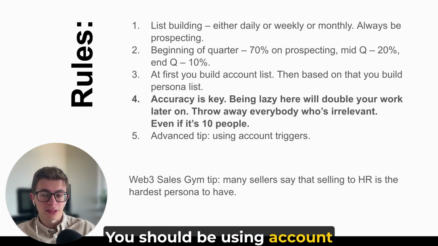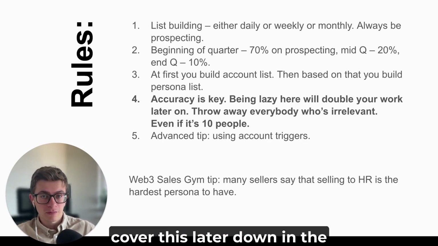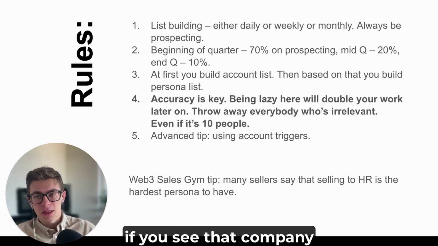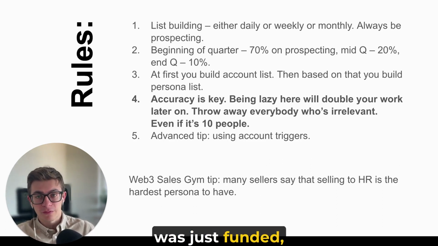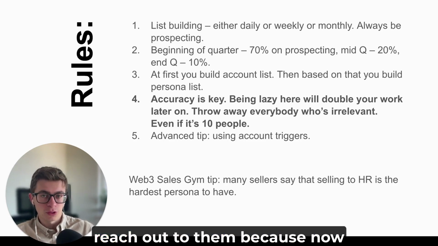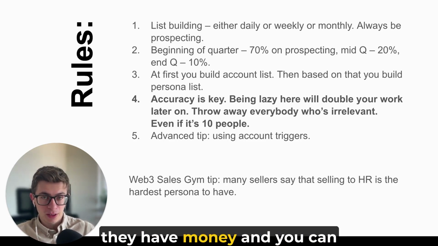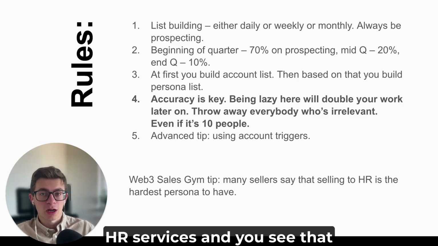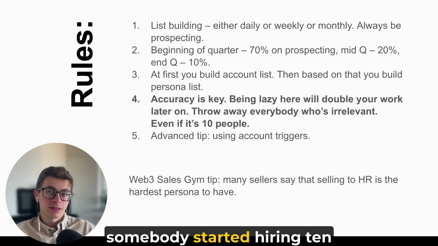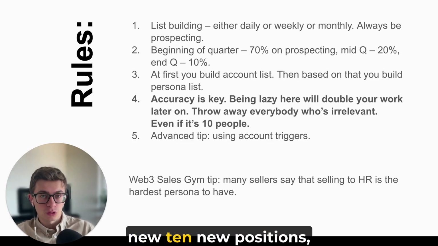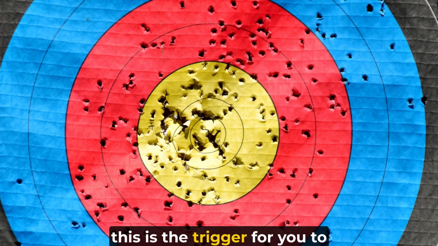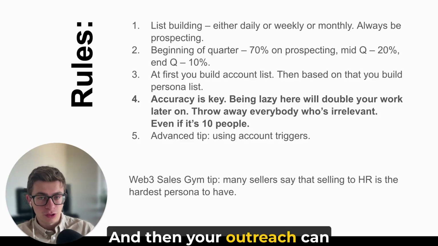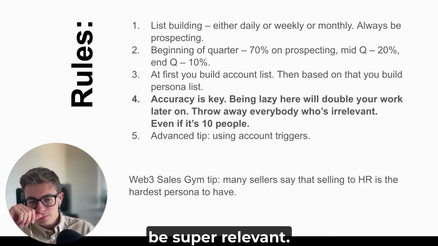Advanced tip: you should be using account triggers, and we're going to cover this later down in the course. For example, if you see that a company was just funded, it's a very good opportunity to reach out to them, because now they have money and you can help solve the problem. If you're selling, I don't know, HR services, and you see that somebody started hiring 10 new positions, this is the trigger for you to reach out, because this is relevant for them right now, and then your outreach can be super relevant.